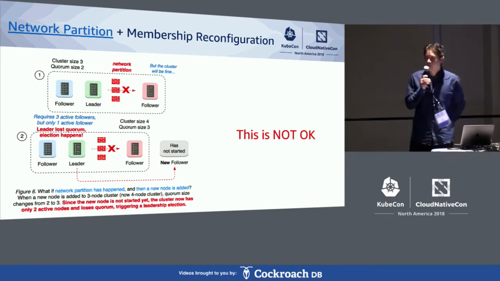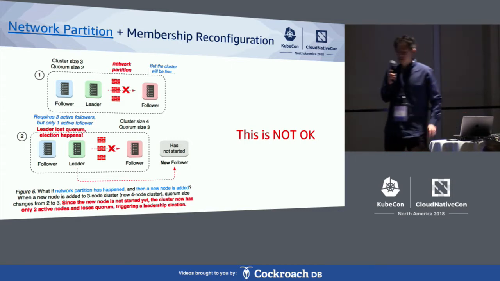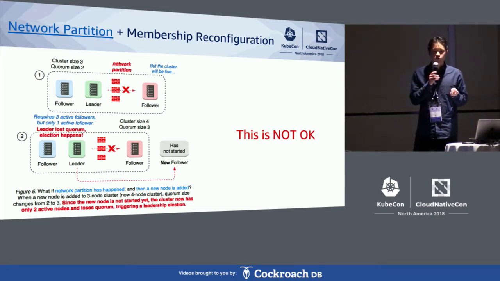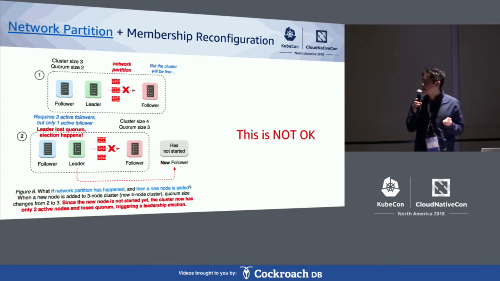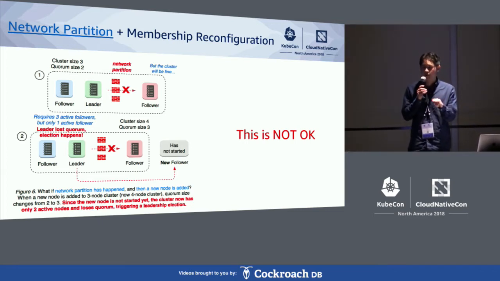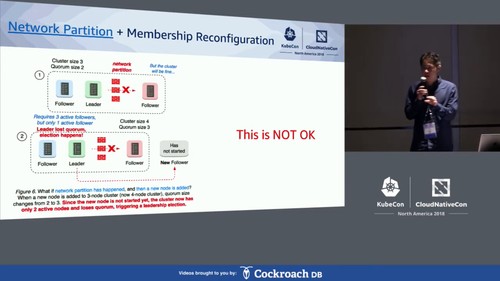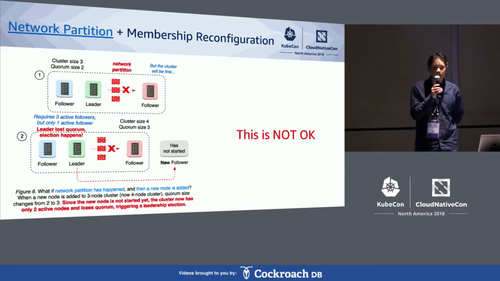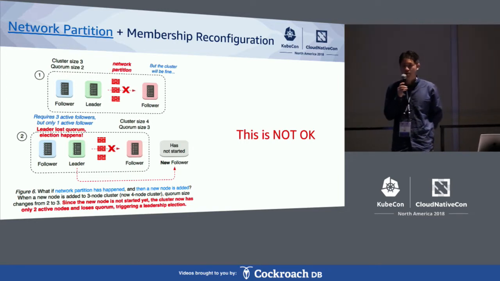What if the network partition happens first and then the new member gets added? Membership reconfiguration is a two-step process. You issue a member add command first, and then you start the new etcd process. Before we run the member add command, we had two active members out of a three node cluster. But after we run the member add command, the cluster size becomes four, and we only have two active members out of four. So the leader would lose the active quorum from its partition and revert back to follower, again affecting the cluster availability.